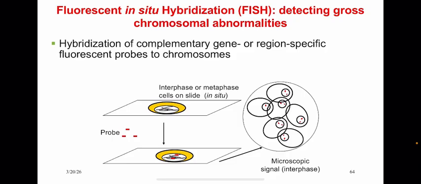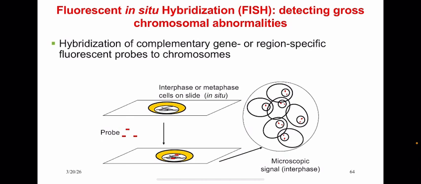All right, so let's look at FISH. FISH is used in detecting gross chromosomal abnormalities. I'm sure you know what FISH is, that fluorescent labeled probes thing. We'll look at them.